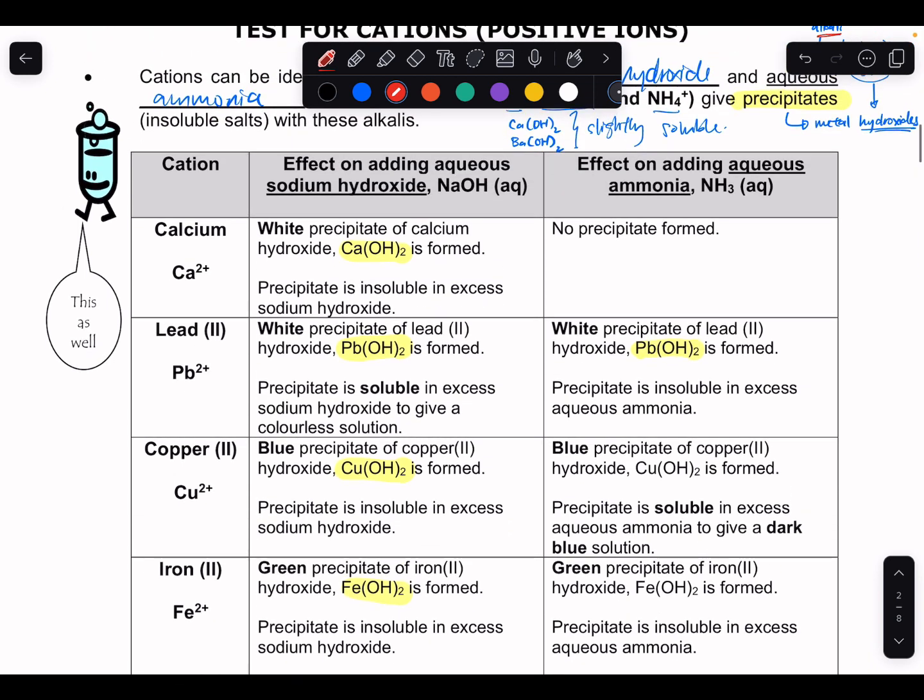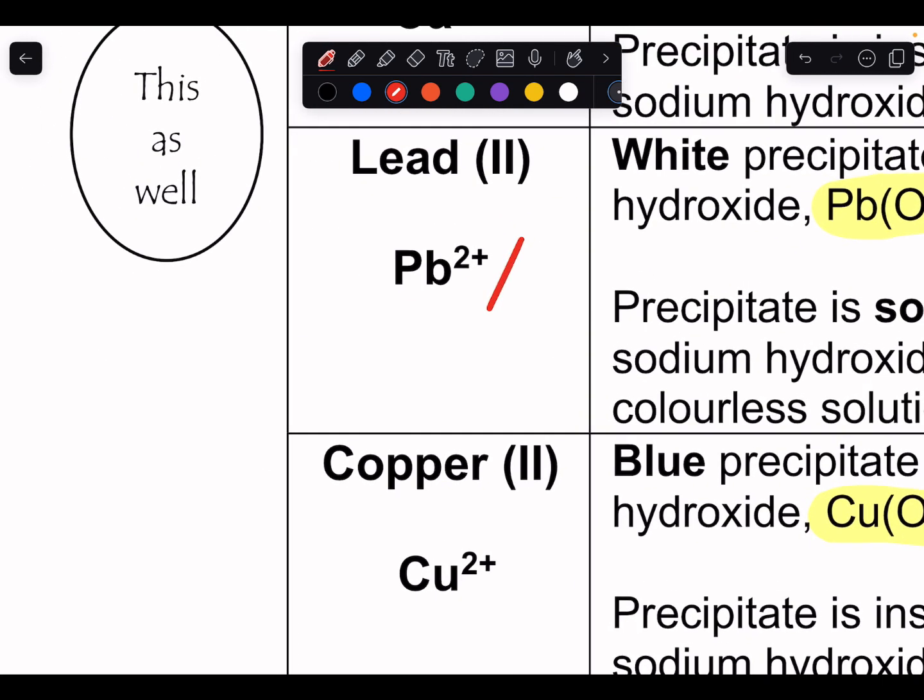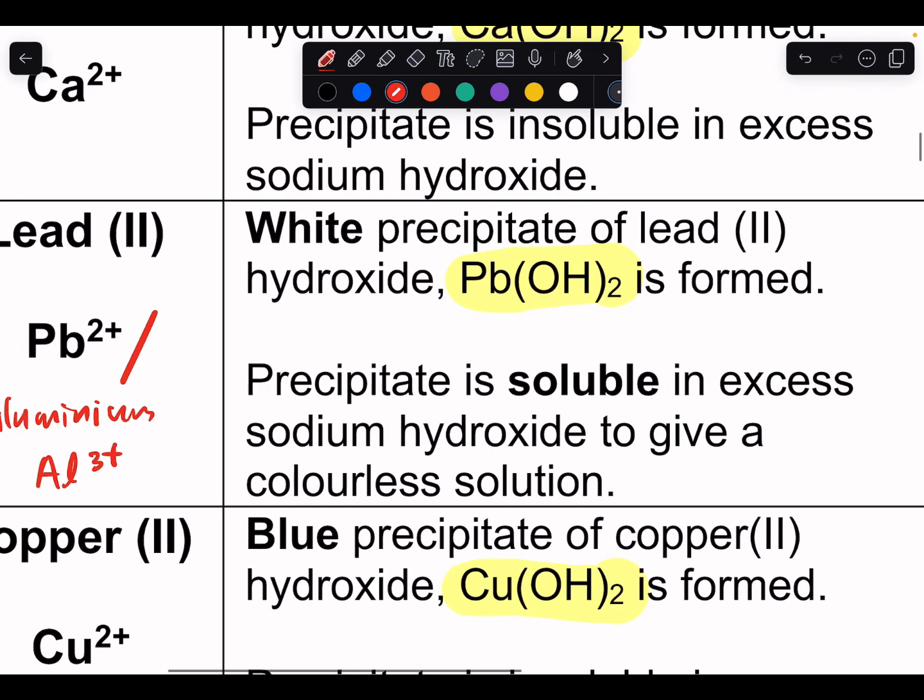Okay, so over here you see that it's lead(II). This is the old syllabus. So the updated syllabus is actually aluminium. Okay, so instead of lead(II) hydroxide, it will be aluminium hydroxide.